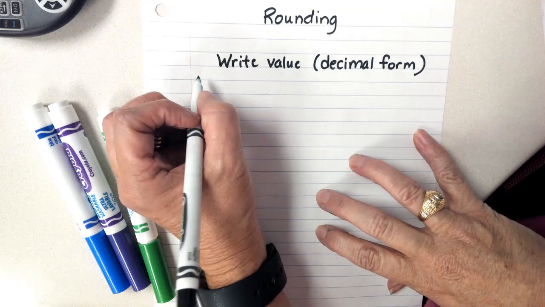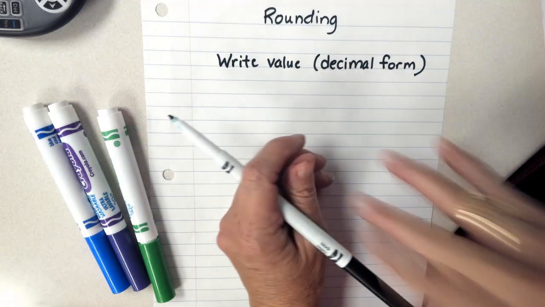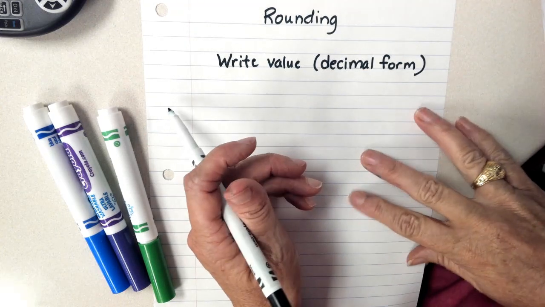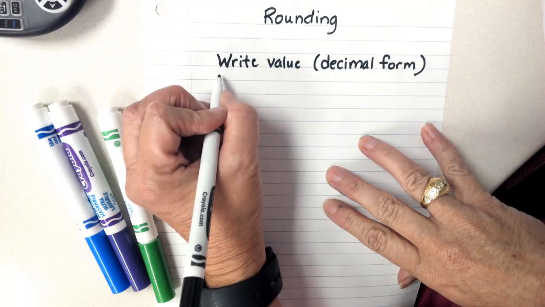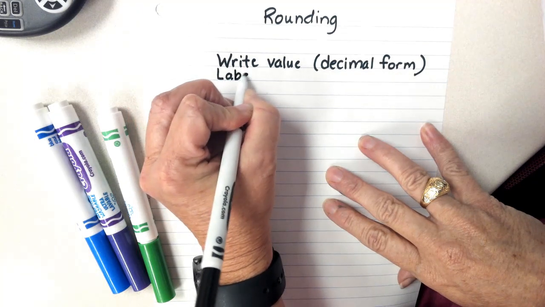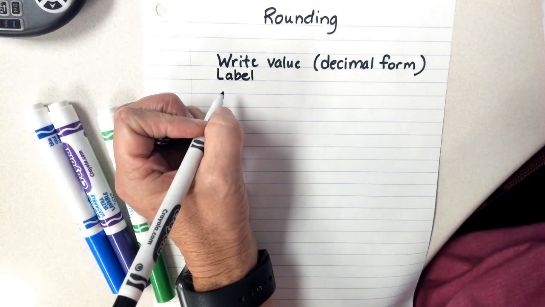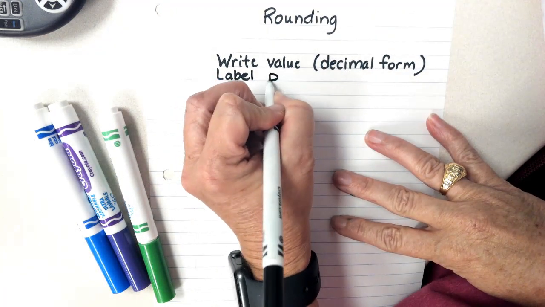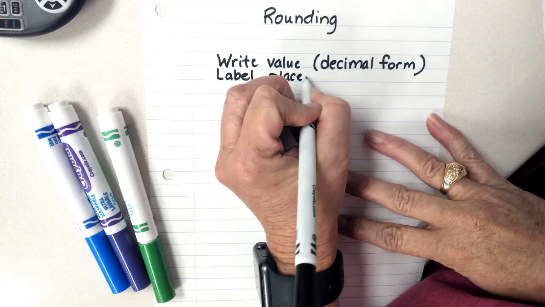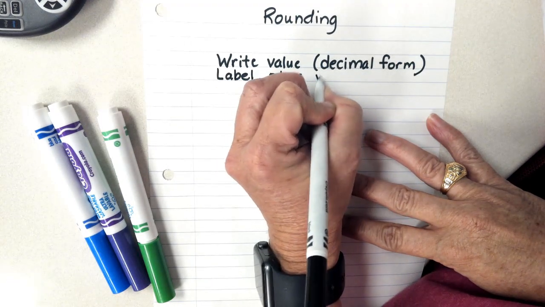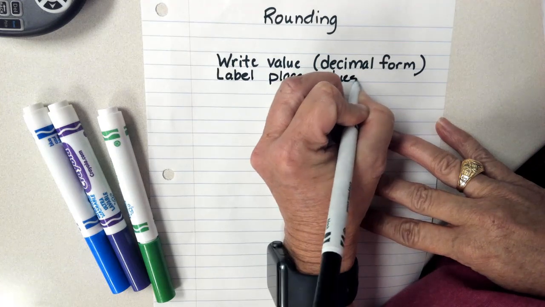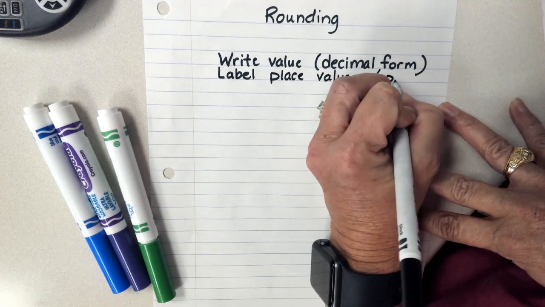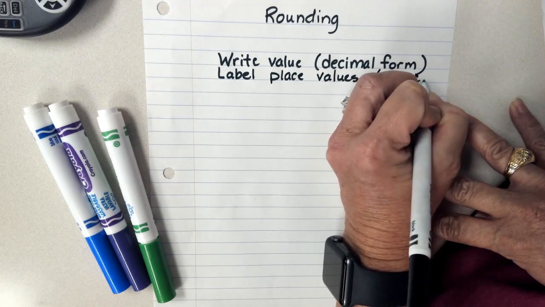Okay? So after we write the number in decimal form, the next thing that we wanted to do would be to label those places. And labeling those places helps us determine what number we're going to be rounding to. So we want to label our places. Sometimes when I refer to that, you might hear me say this is our PVC, our place value chart.